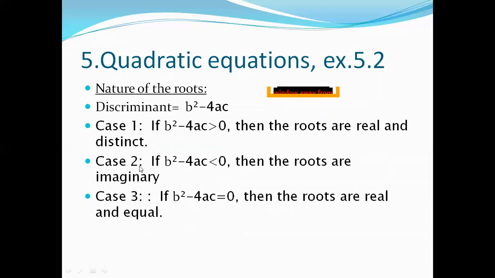There are three cases for the discriminant to find the nature of the roots. If the discriminant value is greater than 0, then the roots are real and distinct. If the discriminant value is less than 0, then the roots are imaginary. If the discriminant value is equal to 0, then the roots are real and equal. Let us verify with quadratic equations how to take the discriminant and check the nature of the roots.